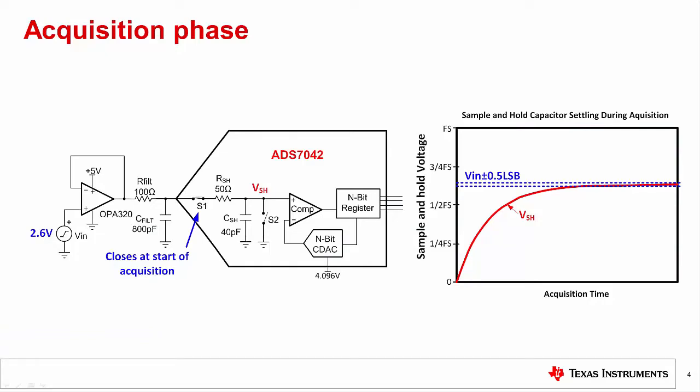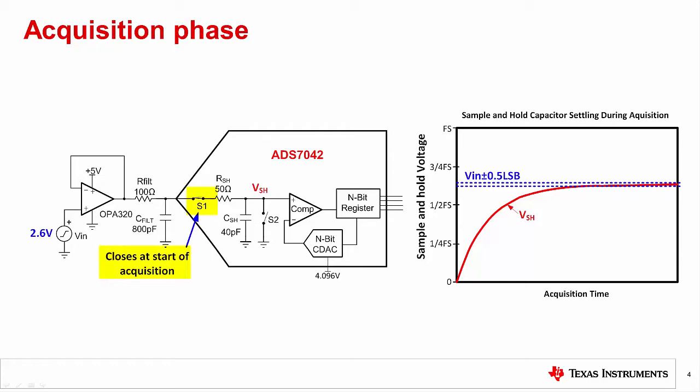A SAR data converter conversion cycle can be broken into two different phases, the acquisition phase and the conversion phase. During the acquisition phase, the goal is to charge the converter's internal sample and hold capacitor to be equal to the amplifier's output voltage. In practice, it is sufficient for the converter's internal sample and hold capacitor to settle to an accuracy of less than 1/2 of an LSB, as settling to a higher degree of accuracy will not improve ADC accuracy due to quantization noise.